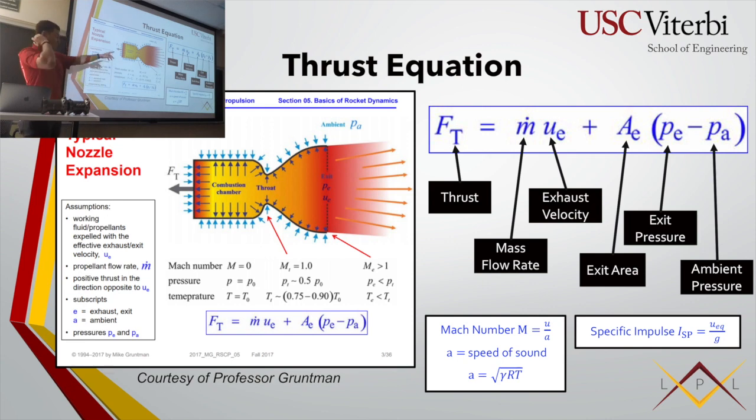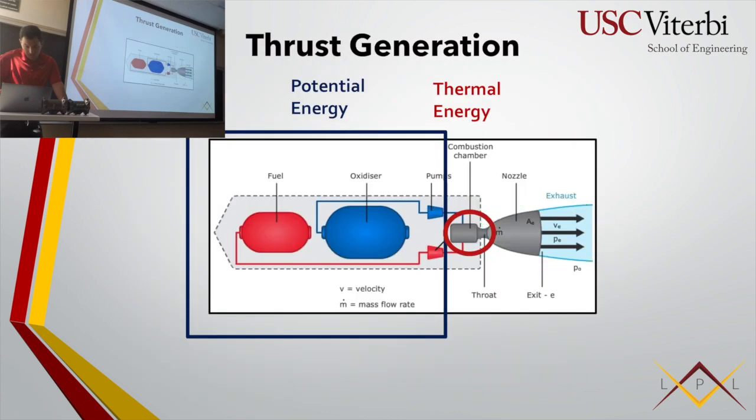As you can see here, the thrust is equal to this stuff over here. This is your mass flow rate and your exhaust velocity, so how fast you can flow your total mass out of your engine, and how fast it's moving out of the engine, plus your exit area of your nozzle times the difference in pressure. The difference in pressure, meaning PE, the pressure right at the exit, versus the pressure around it, ambient.